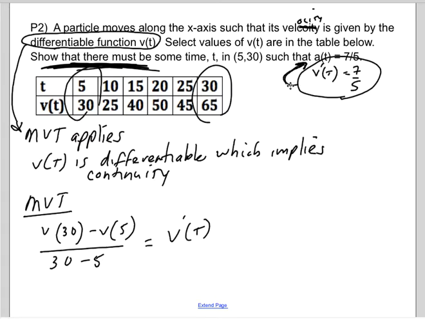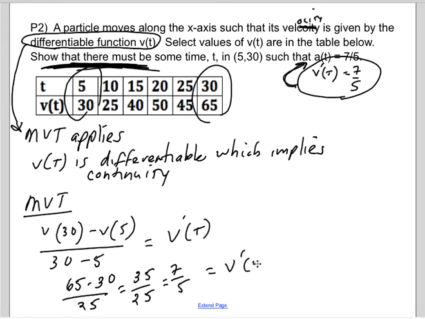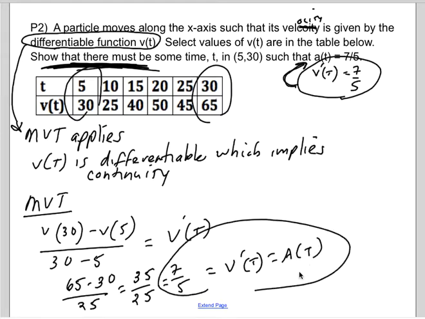I said, hey, a of t is v prime. You have to do that for some value. And again, if you just want to call it t, you can. If you want to call it c, that's fine. So this is going to be a(30) minus a(5) over 25, which should be 35 over 25. Cancel a 5 out of that, and you get 7/5. So sure enough, v prime of t, which is a of t, has to equal 7/5 at some point in that window.